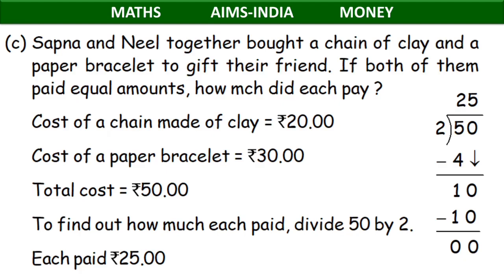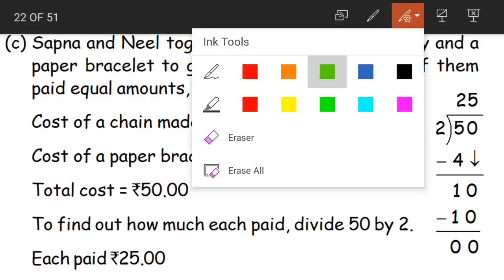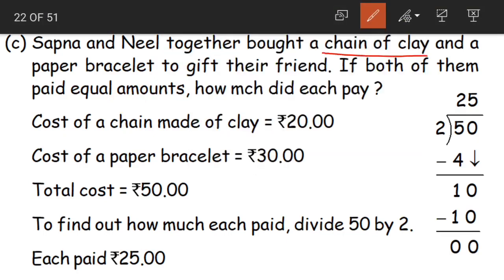If both of them paid equal amounts, how much did each pay? Here we have Sapna and Neil. They both together, you also might be doing it sometimes, right? You and your friend add up both of your money and give a single present to your friend. In the same way, here Sapna and Neil together bought a chain made of clay and also a paper bracelet. They bought these 2 items together to gift their friend.